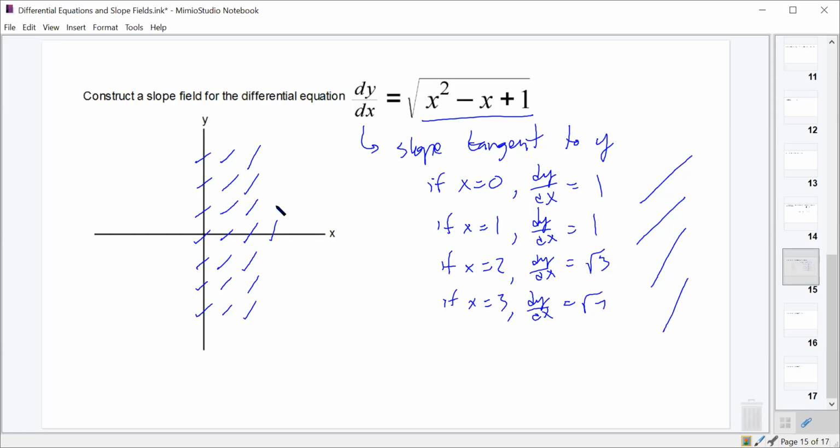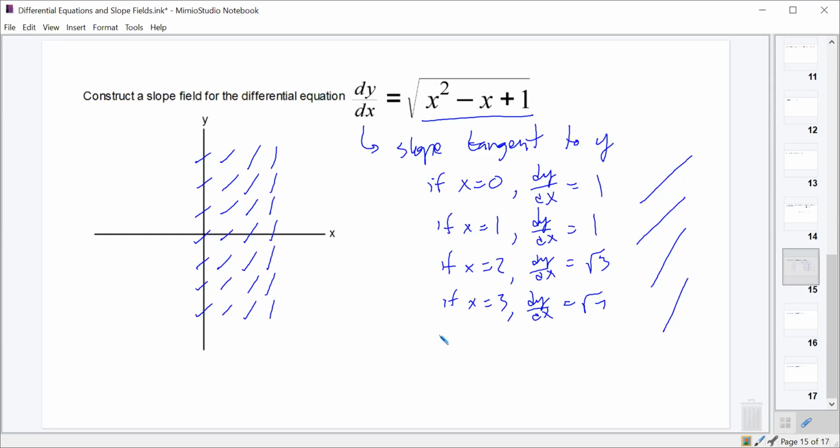So as we continue out to the right, what's going to continue to happen to each of these? If I plug in 4, that's going to be root 13. If I plug in 5, that's going to be root 21, and so on. These are just going to keep getting steeper and steeper and steeper as we move to the right. Would you all agree with that? Okay, great.